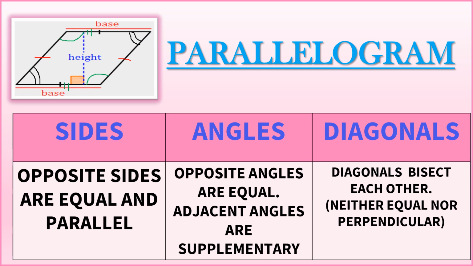What are adjacent angles? Like these two, or these two, or these two, or these two, which lie on the same side. Okay, they are adjacent angles. And diagonals, the diagonals bisect each other. In a parallelogram, the diagonals only bisect each other. Neither are they equal nor are they perpendicular. They only bisect each other.